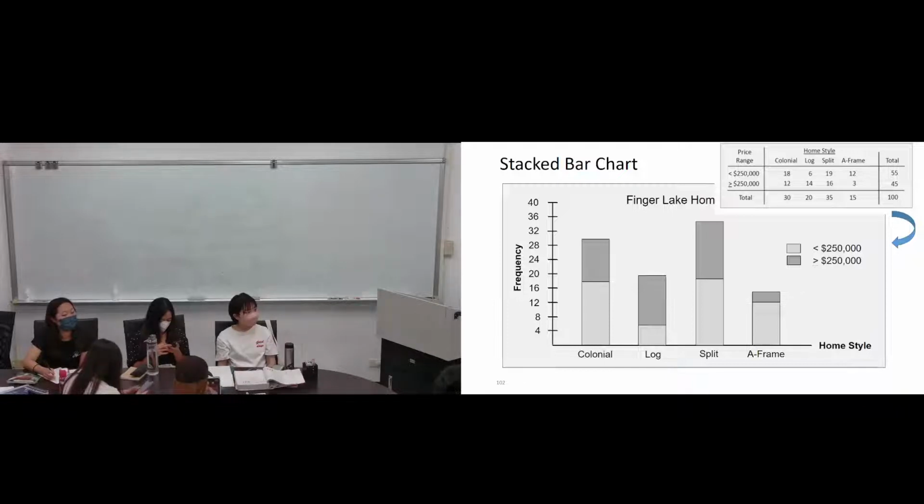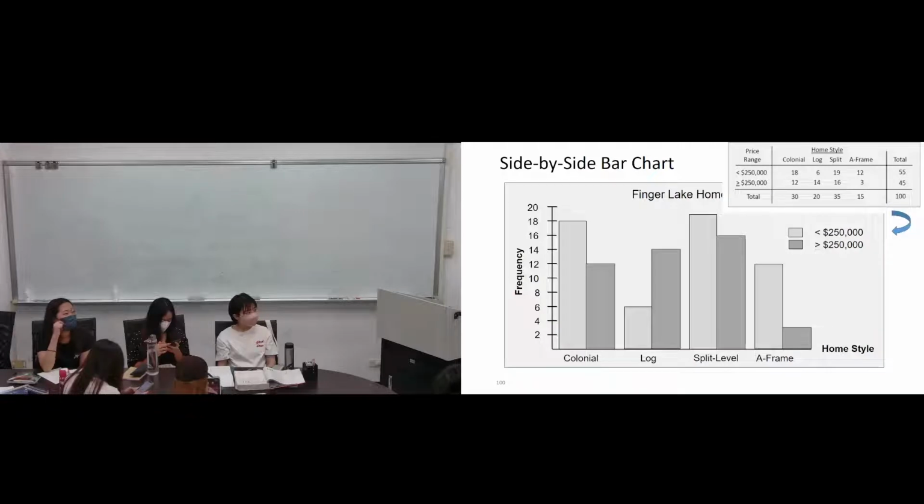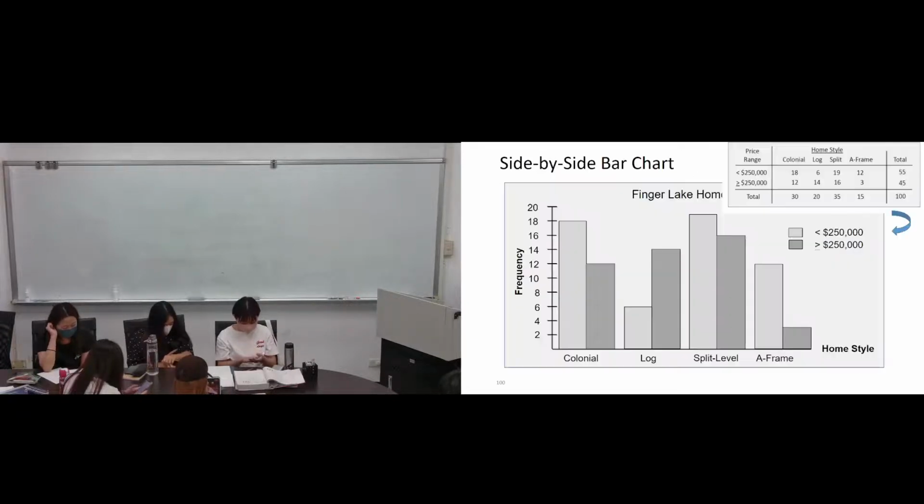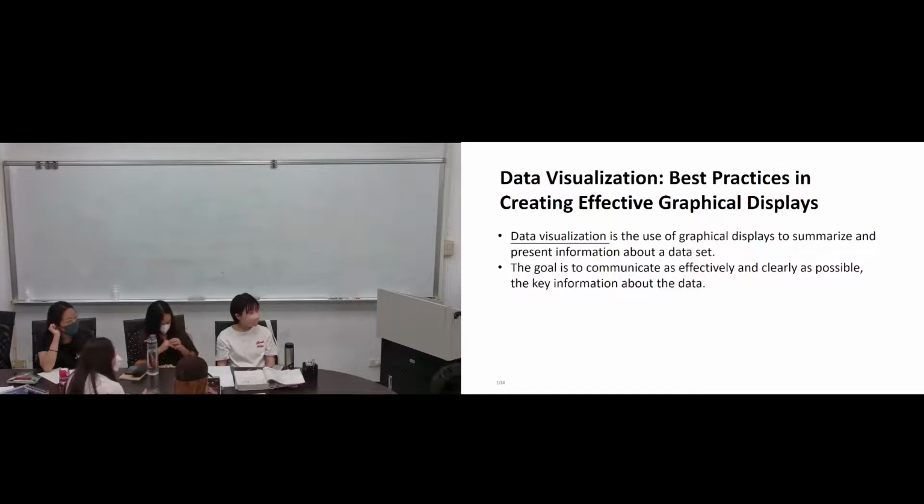So in order to display the relationship between two variables, we can use the cross tabulation table, the stacked bar chart, the side-by-side bar chart, and the scatter diagram with a trend line. So that's the data visualization. We use graphical displays to summarize and present information about a data set.